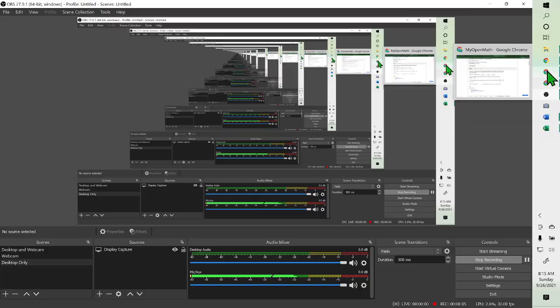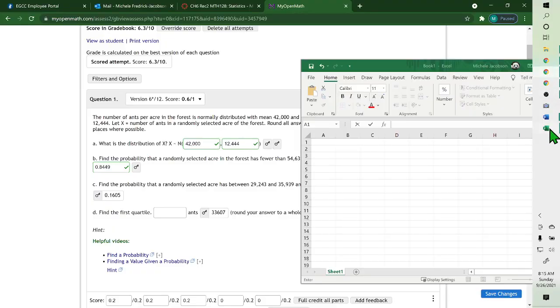Hello. So for a couple problems in chapter 6, here they are. I'm using Excel. What we can do, so find the probability that a randomly selected acre is between the two. Now when you're using the norm to find these percents, you need to know, it gives you the percent below.